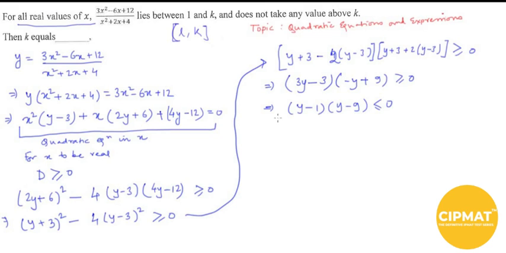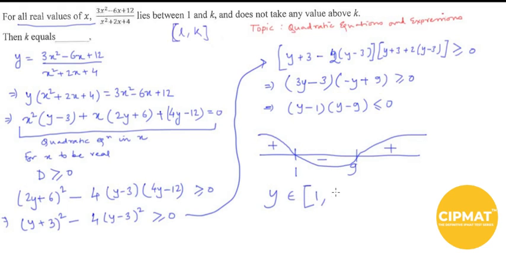Now as we discussed previously about the wavy curve method, we have the roots as 1 and 9. This is how it will look like: positive here, negative here, and positive here. We want what? The negative. So my y will belong between 1 and 9. So what is the maximum value that y can take? It is 9. And what did we want? We wanted the maximum value, that is k. So the answer to this question will be 9. Thank you.